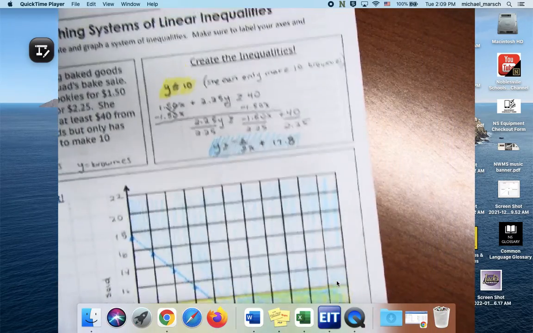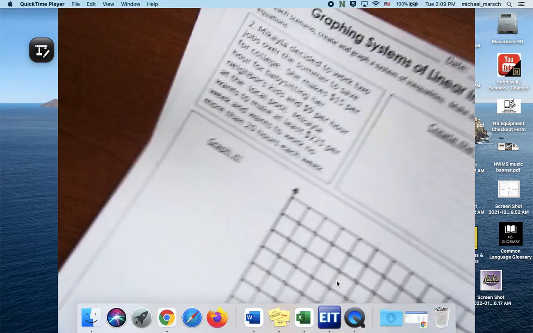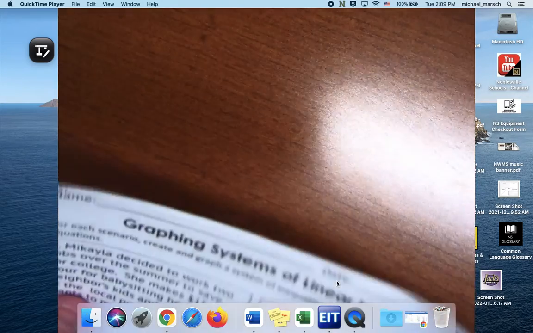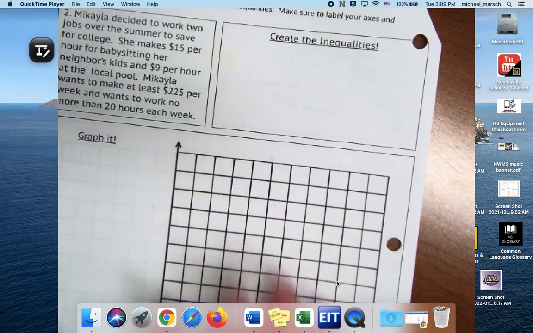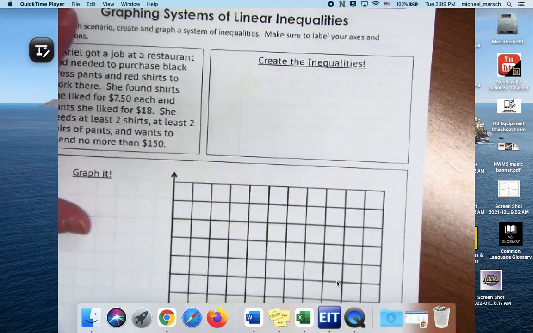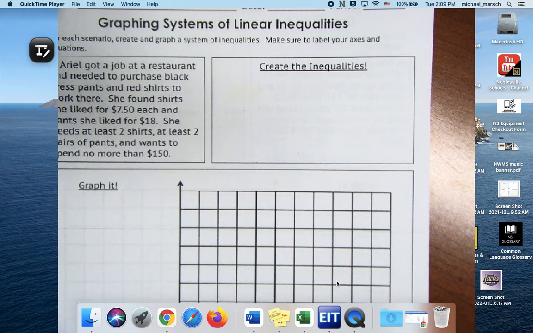All right, let's go on to the next page. Actually, I want to skip this one for right now. I want to go on to the next one because for this one, you need 3 colors. So pick out another color. Doesn't matter which one you use. I think I'm going to use orange, but you can use whatever you want.